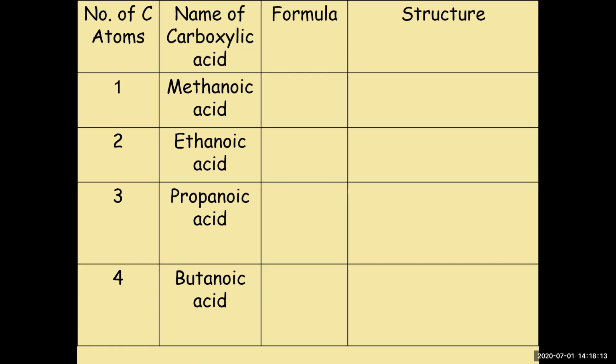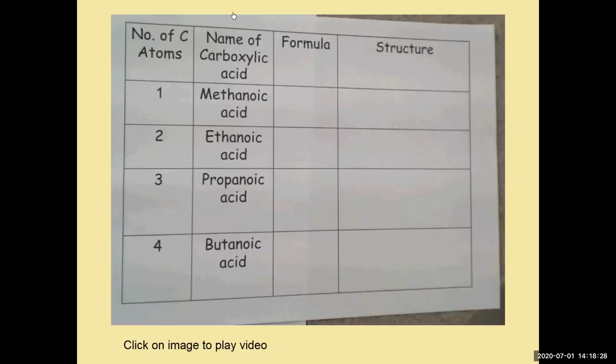So have a go at the table, pause it, try and fill in the table. So you've done methanoic and ethanoic, have a go with propanoic and butanoic. If you want to check you're right, you can play this little video on this slide, which has got the other ones drawn up.